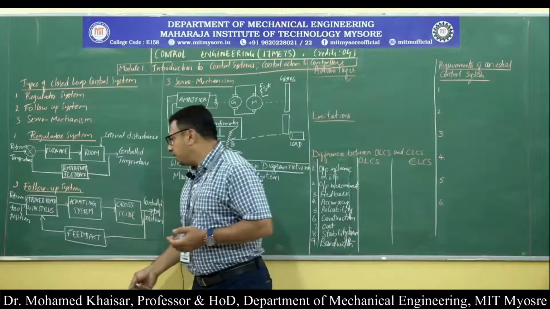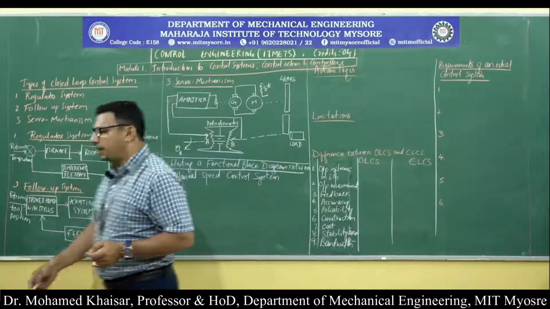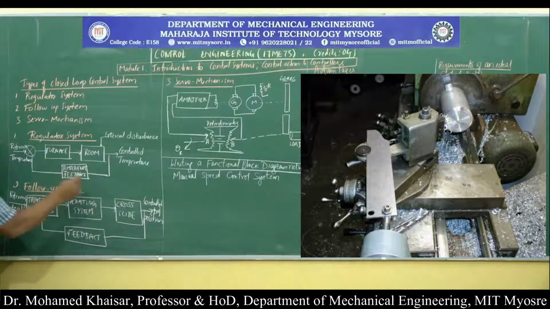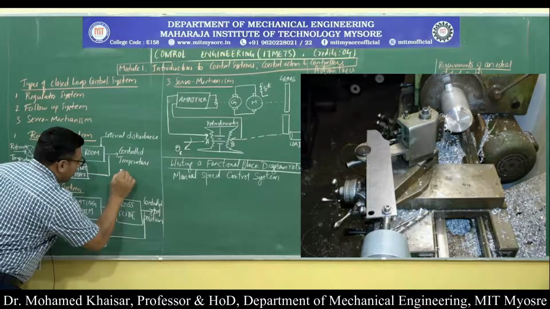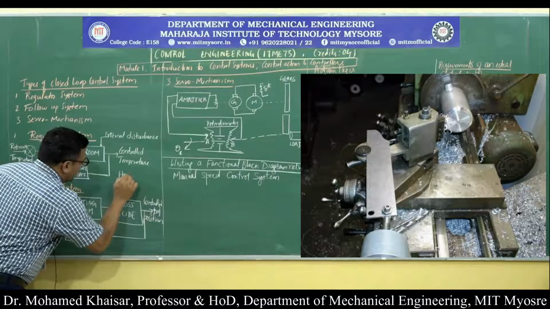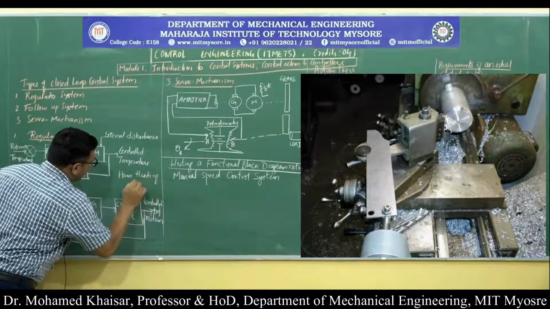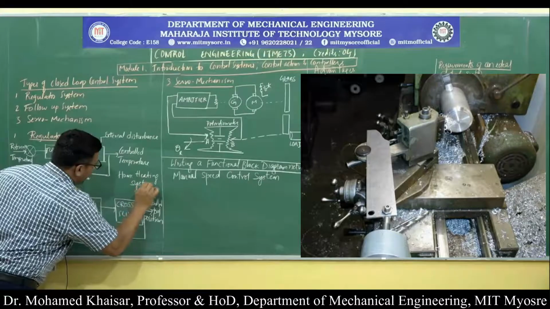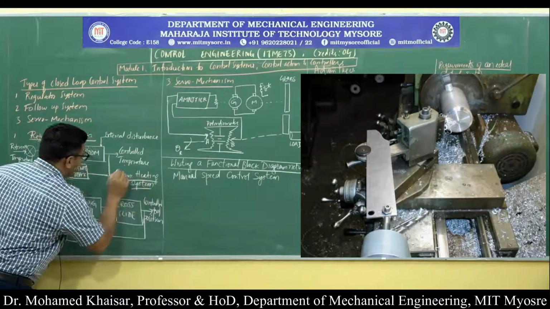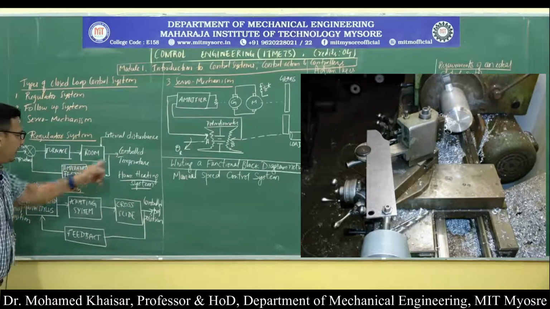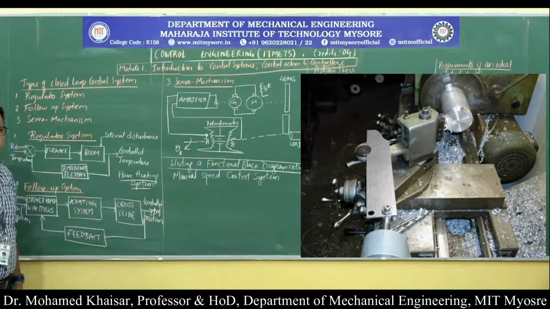One more example is a lathe tracer head mechanism. See, this is an example of a home heating system or room heating system. This is an example. The regulatory system has been explained to you with the help of home heating system as an example.